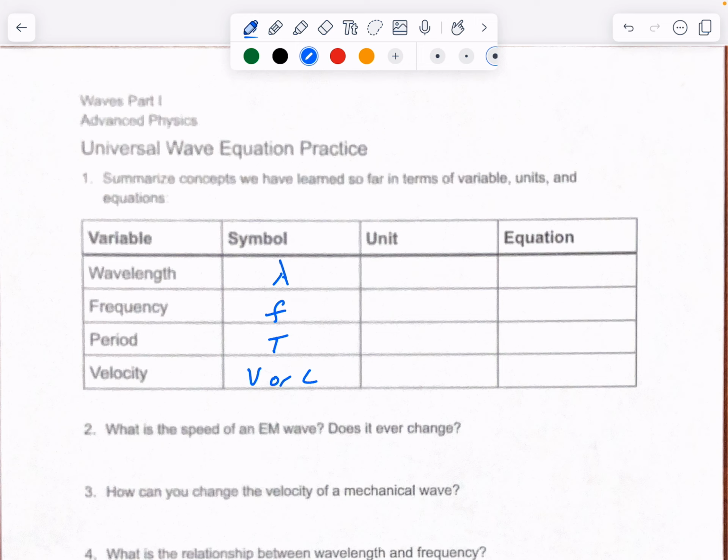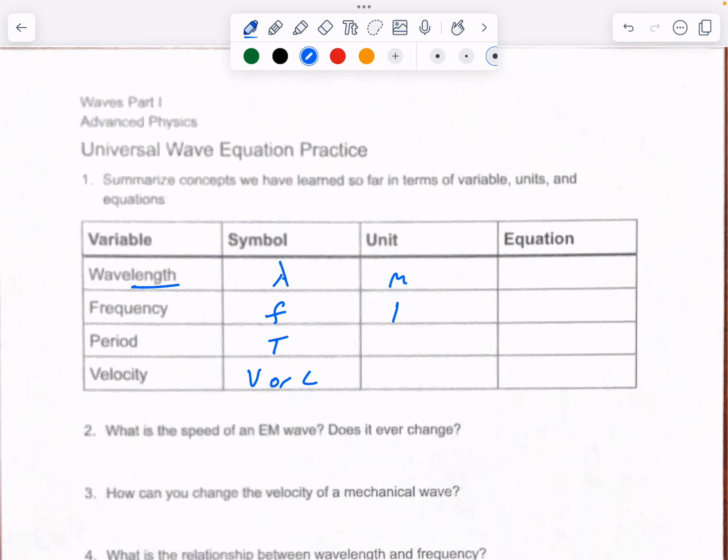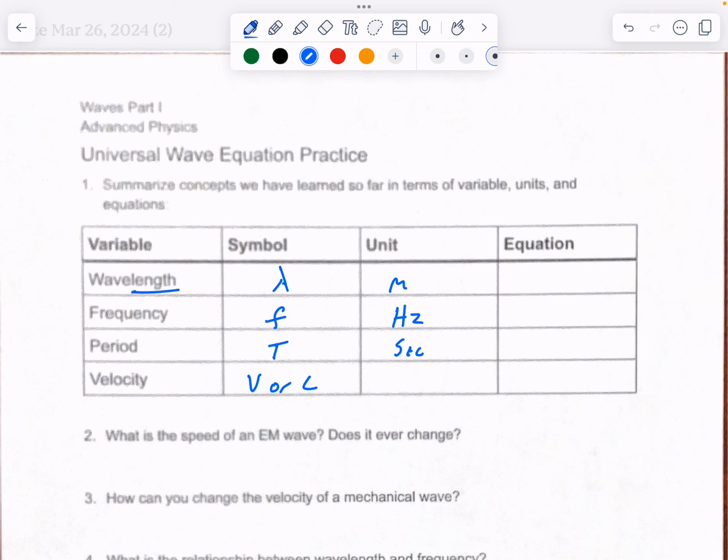So C would be the speed of light for electromagnetic wave, which we'll talk about more. So wavelength, so key thing here is length. Okay, length, the unit for length is meters. Okay, frequency is going to be hertz. Okay, period is time, so that's going to be seconds. And your velocity is in meters per second.